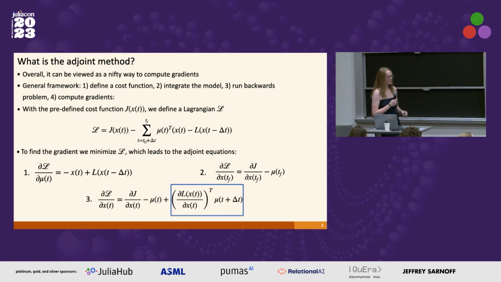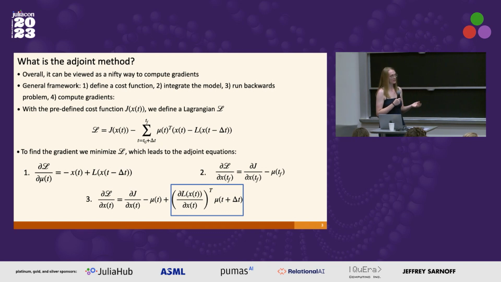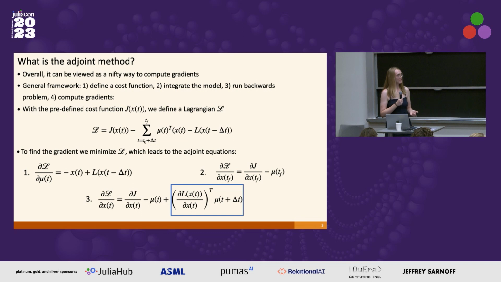I have boxed a term in equation 3, and I've boxed this because this is kind of like the important gradient. So this is the derivative of my forward step with respect to my state, acting on a prior adjoint variable, or an adjoint variable one step in the future. And computing this gradient by hand is very cumbersome, and this is explicitly where automatic differentiation is going to come in.